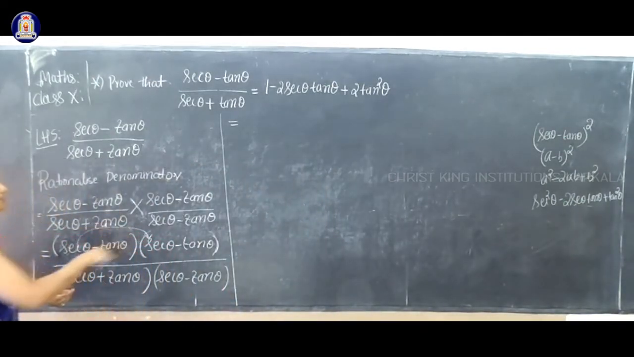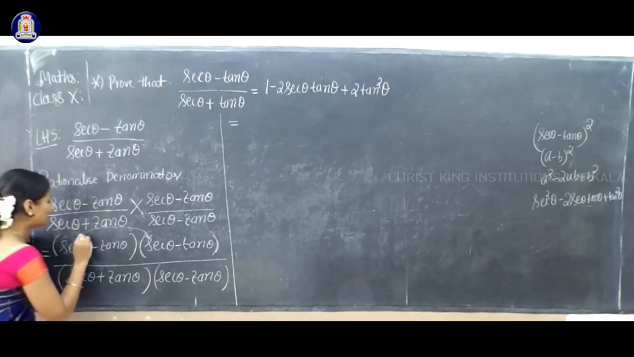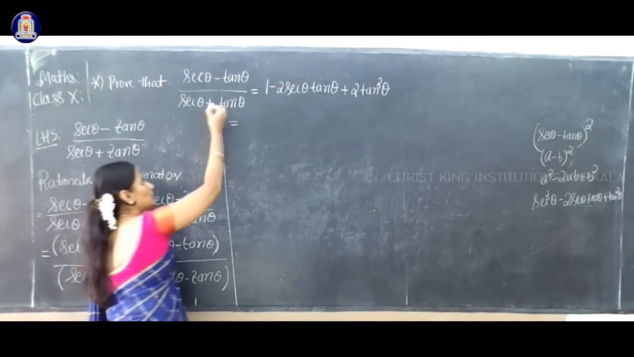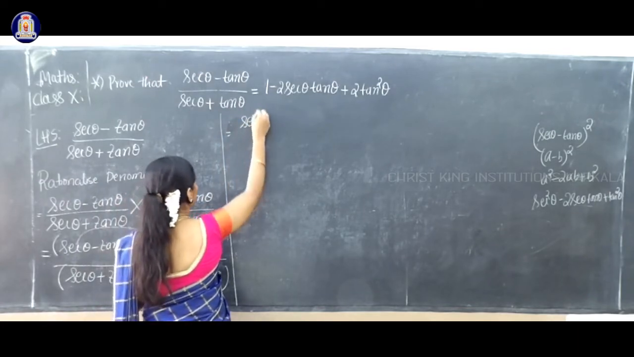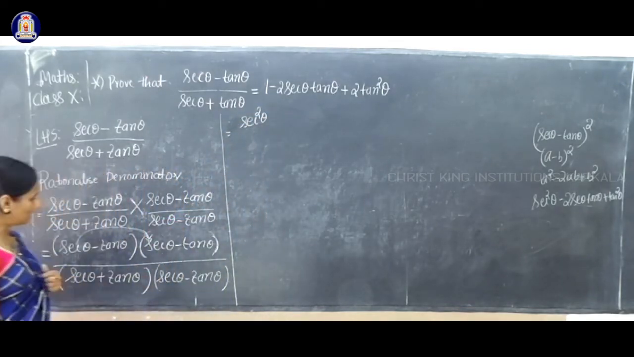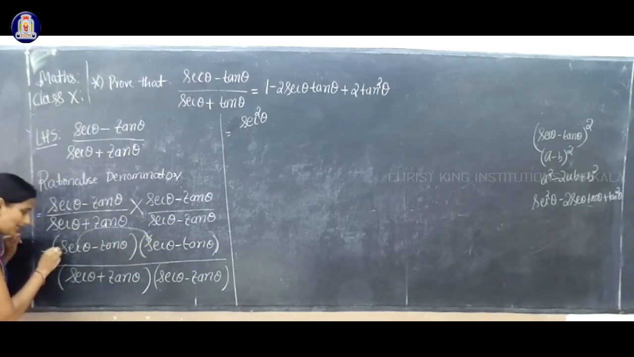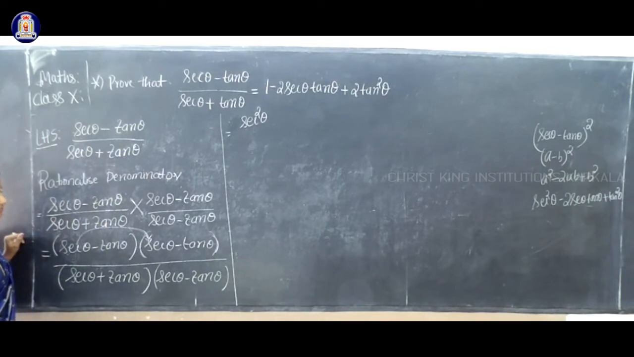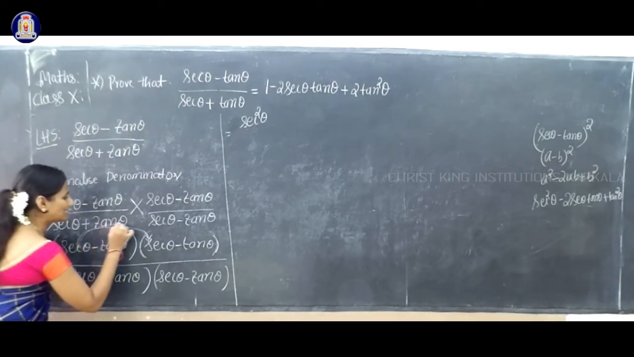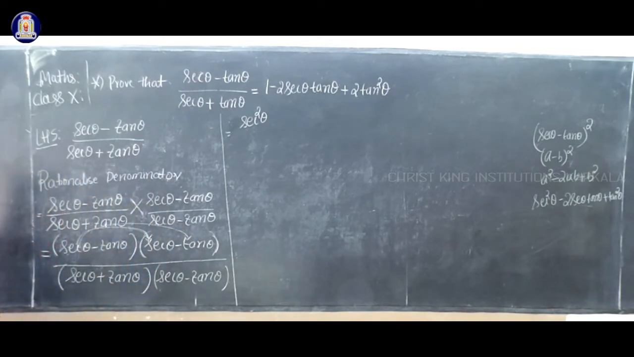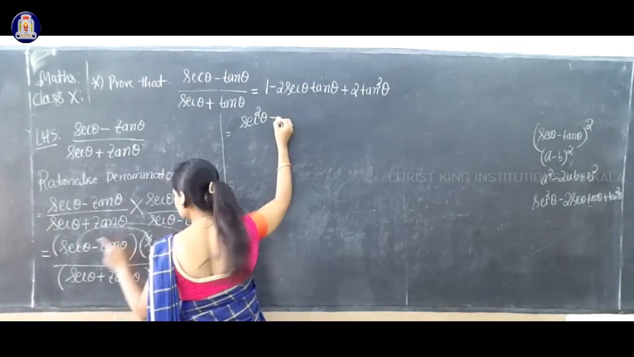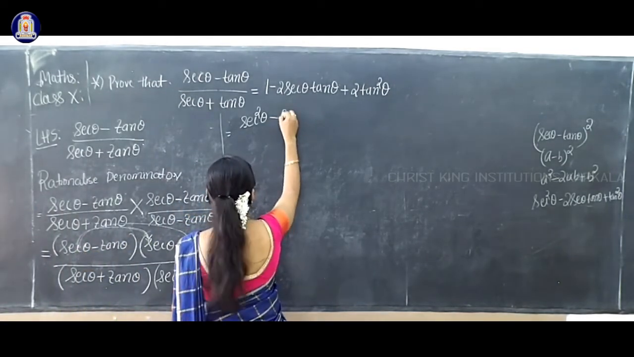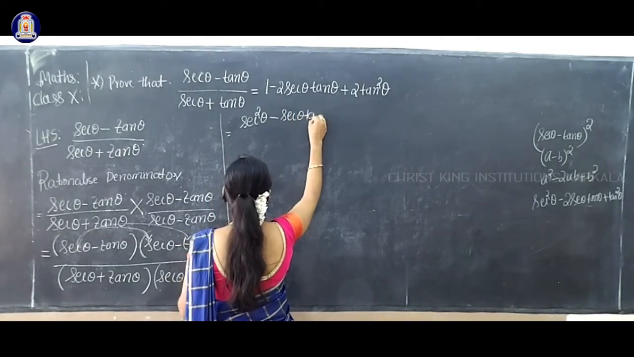So now I'll multiply bracket to bracket, that means binomial to binomial multiplication. Secant theta into secant theta, what is your answer? It is secant square theta, right? What is the sign? Plus, plus, so the answer is also plus. Now next is secant theta into minus tan theta. This is plus into minus, answer is minus. Secant theta into tan theta is secant theta tan theta.